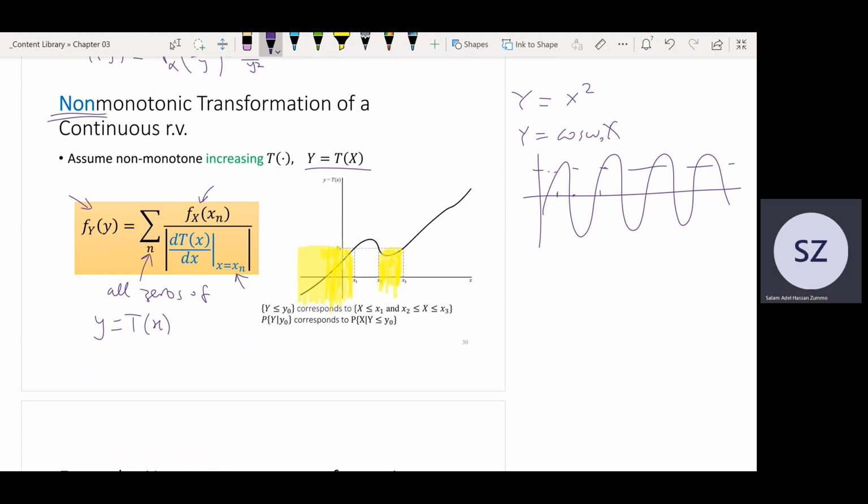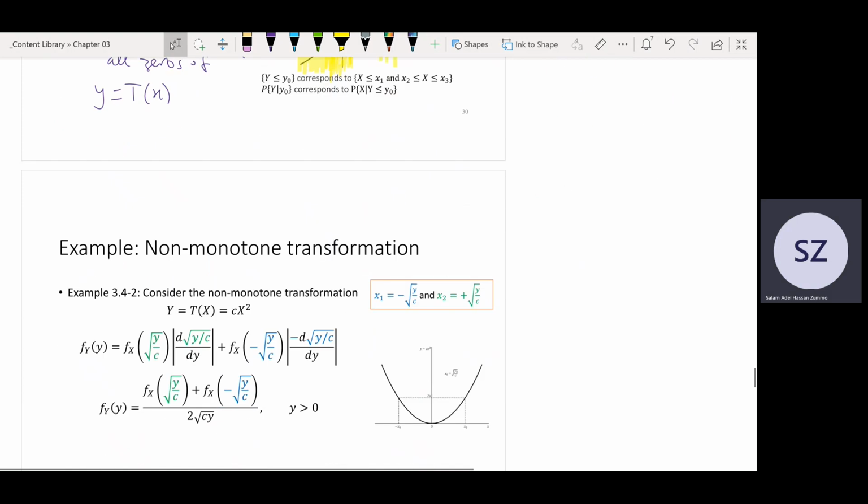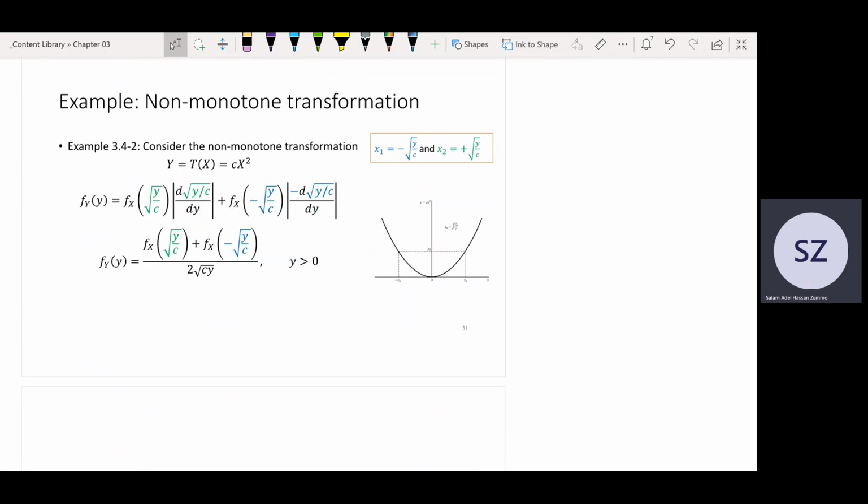We have an example. However, is the idea clear? Any question? Let's solve one example. It will be more clear. Right. We'll have the x squared. So y equal c multiplied by x squared. c is a constant.